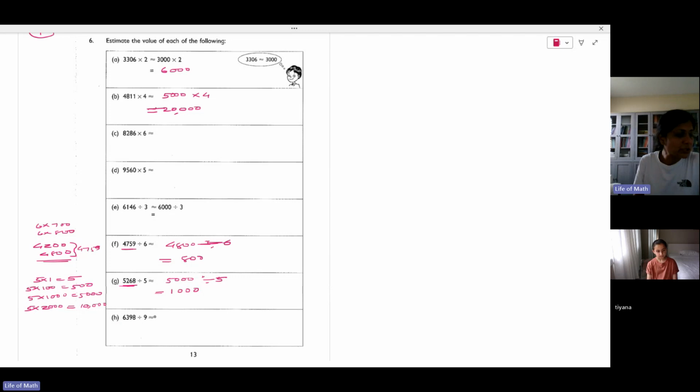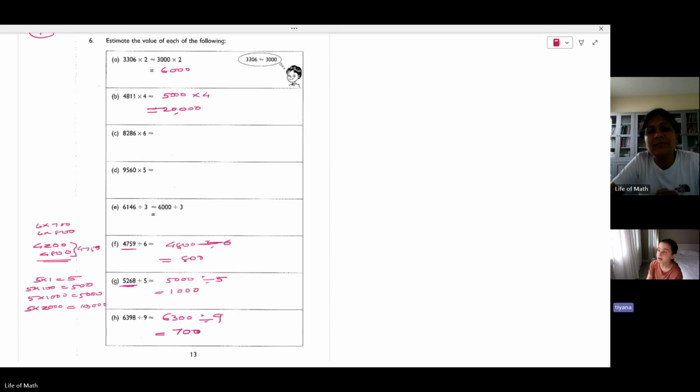So what will happen to H? I was thinking round it to 6,300. Yes, that's right, that's perfect. 6,300 divided by 9, because 63 divided by 9 is 7, so 700. But that's not how it works. You may round that to 6,400, but 6,400 cannot be divided by 9. In the 9 timetable, there is no 64. That's why we cannot go to 6,400, though it is closer, because we cannot divide it by 9.